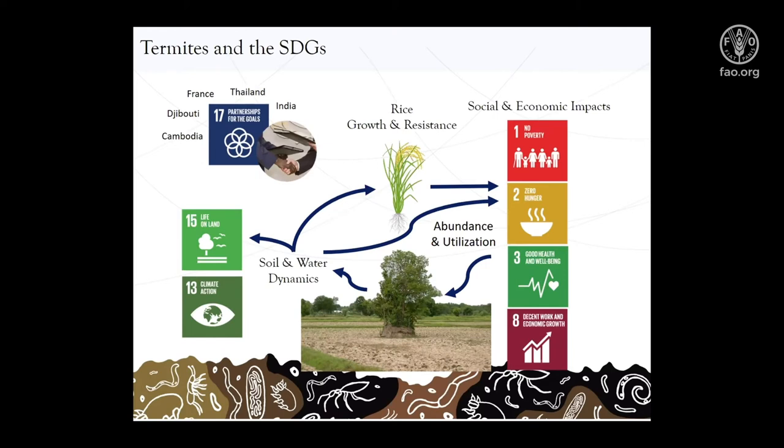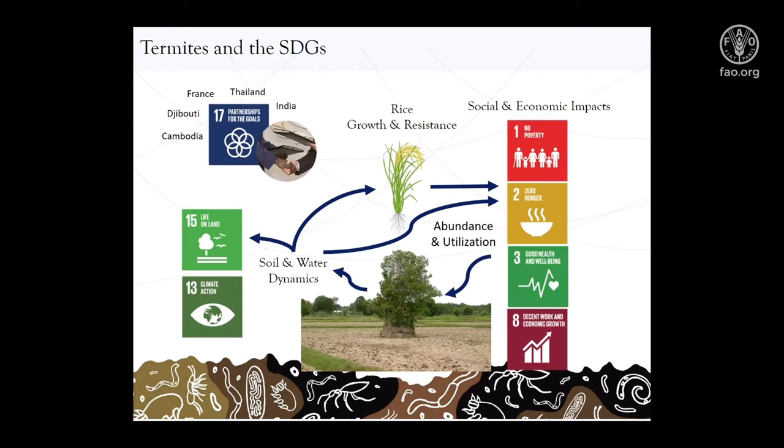And all of that is likely to have a positive socioeconomic impact, and then to impact positively the SDGs number 1, 2, 3, and 8. And finally, because the question of the quantification of the services provided by termites, and more specifically by termite mounds, is not only important in the lower Mekong basin, but also in India or in Africa or in South America maybe. So we can even say that termites contribute to SDG number 17, the partnership for the goals.